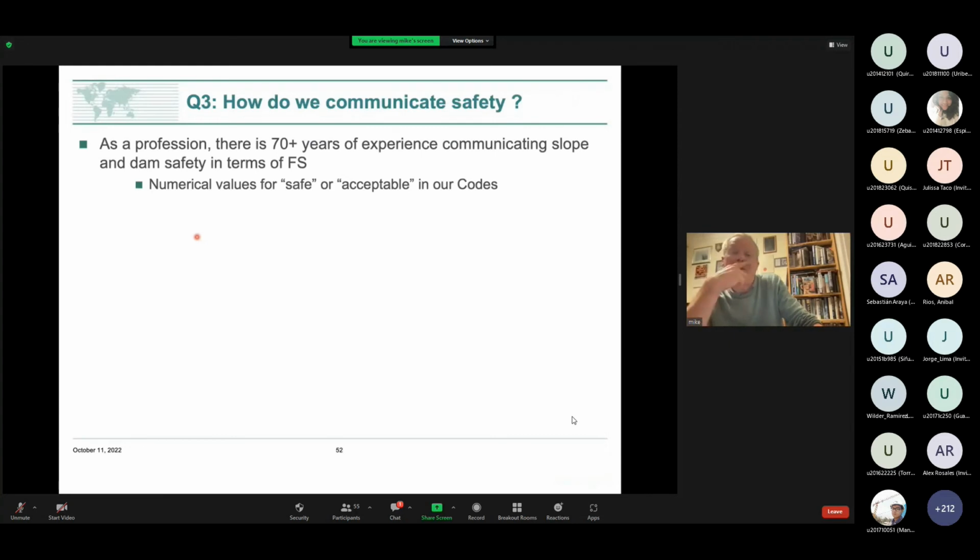The final thing, really, and this is something for you all to think about, because I'm retired now, but this is something you're going to have to live with. As a profession, as engineers, we've got something like 70 years of history in communicating dam safety in terms of factor of safety. And we've got values of these which are deemed to be safe or acceptable in our codes of practice.